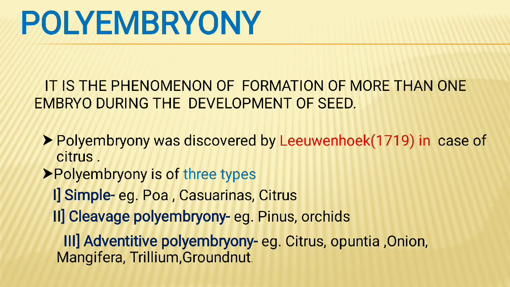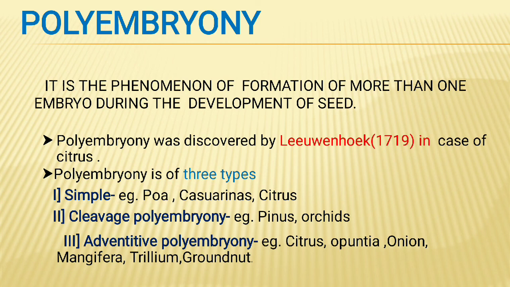So it is the phenomenon of formation of more than one embryo during the development of a seed. I have told you already. Who discovered this polyembryony concept? Leeuwenhoek, in 1790, discovered polyembryony in citrus plants like oranges and lemons. Based on where and how they are formed, polyembryony is of three types.